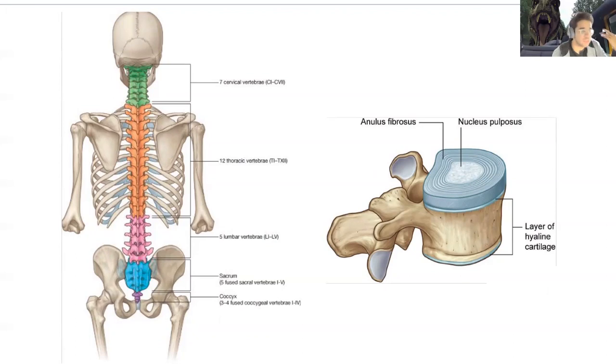Now, the important thing to note is, of course, they like to test the embryological origin of a lot of things. So in terms of the nucleus pulposus, what is the embryological origin of that? Feel free to drop it in the chat because they love asking you a question about this.